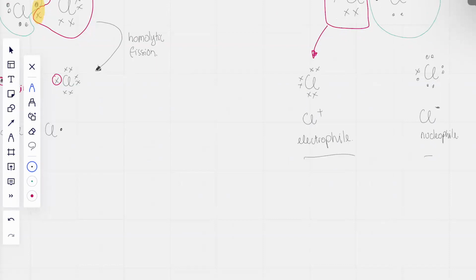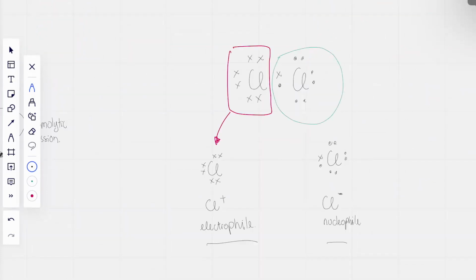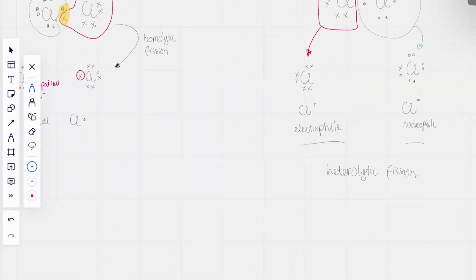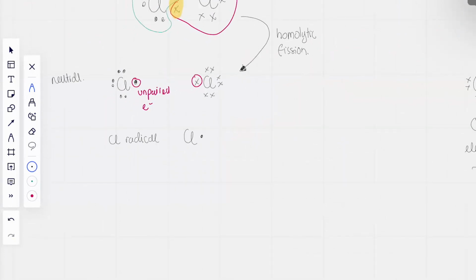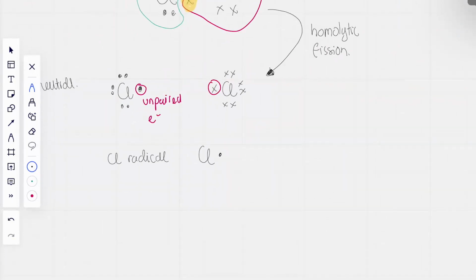So that's how you get this thing. So this process where Cl2 turns into Cl plus and Cl minus, you call it heterolytic fission of chlorine. So this is the chlorine radical. Yeah. And they will attack.